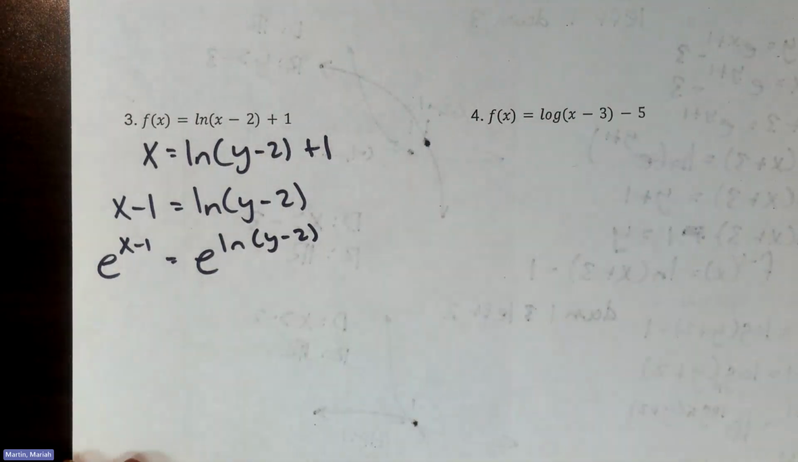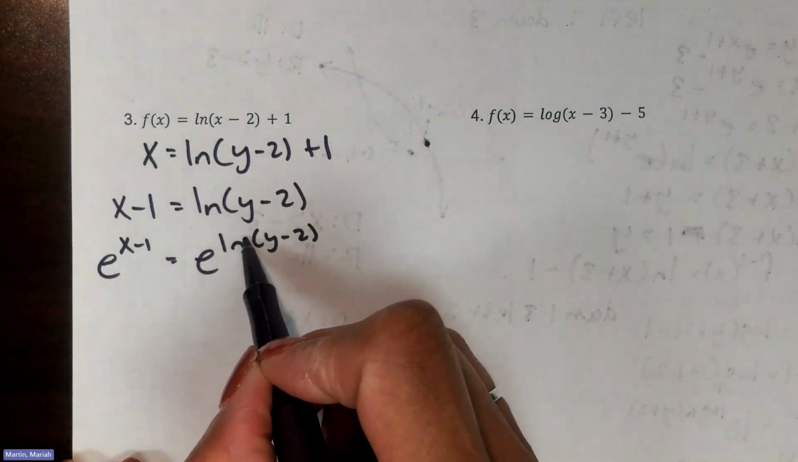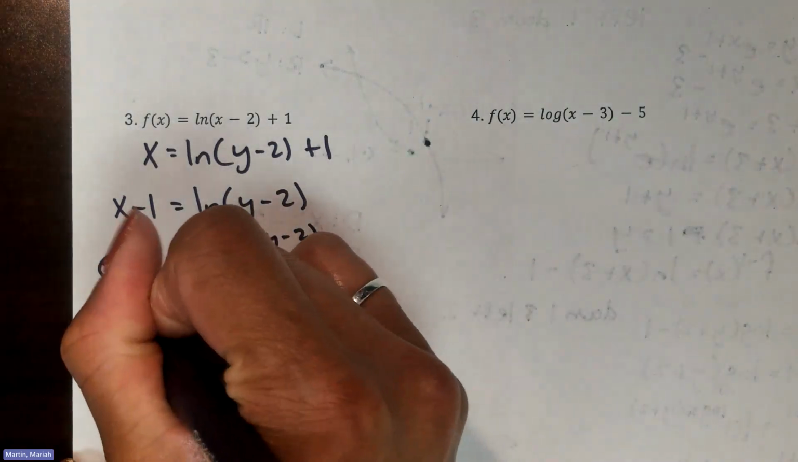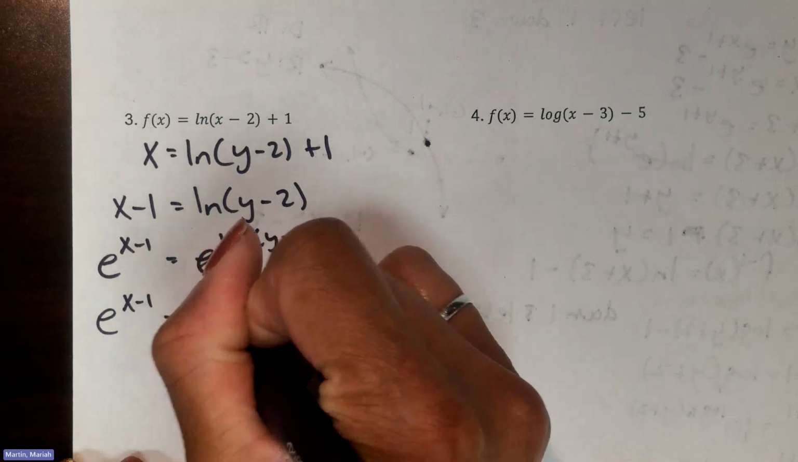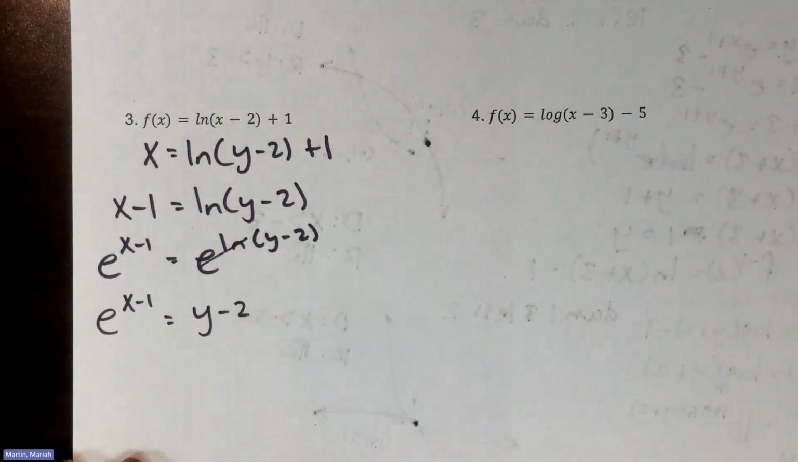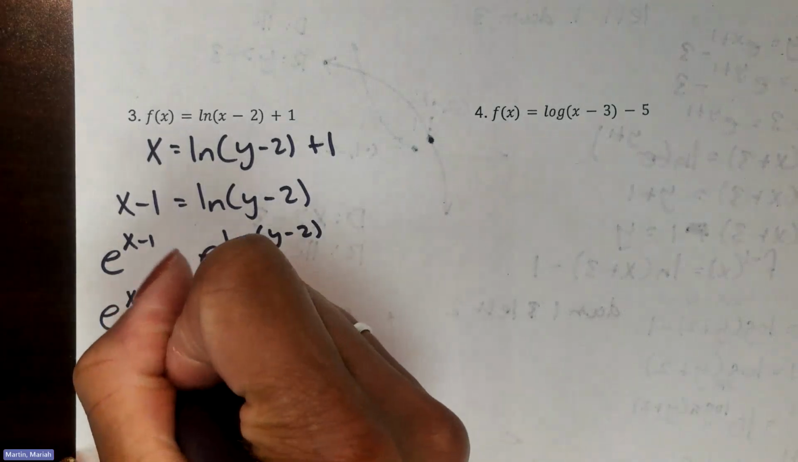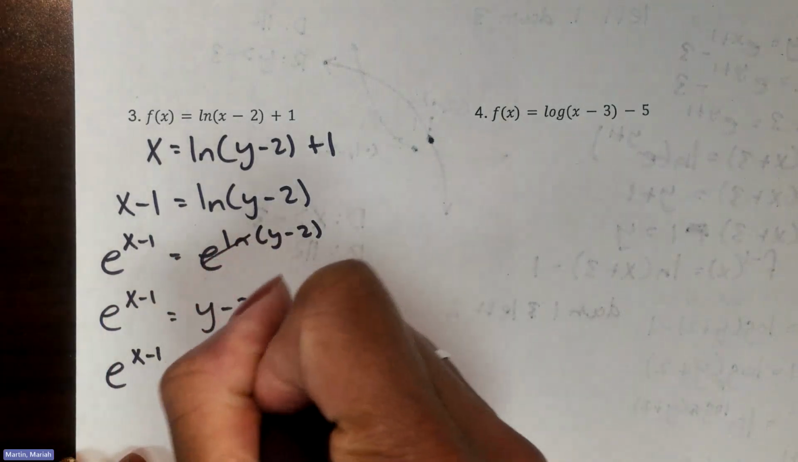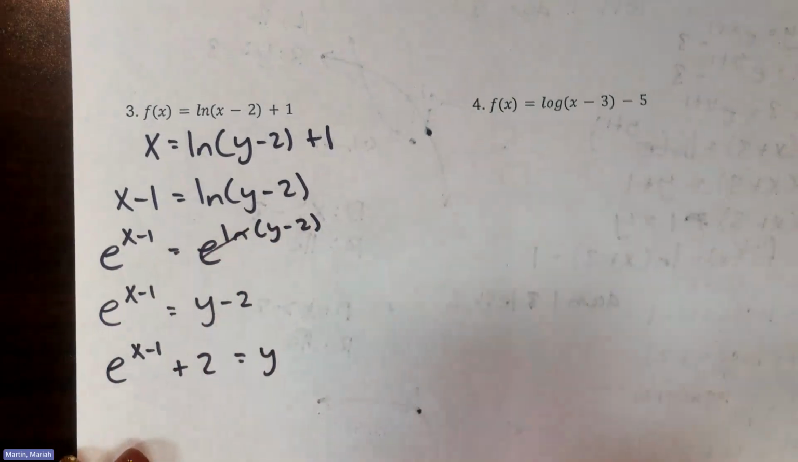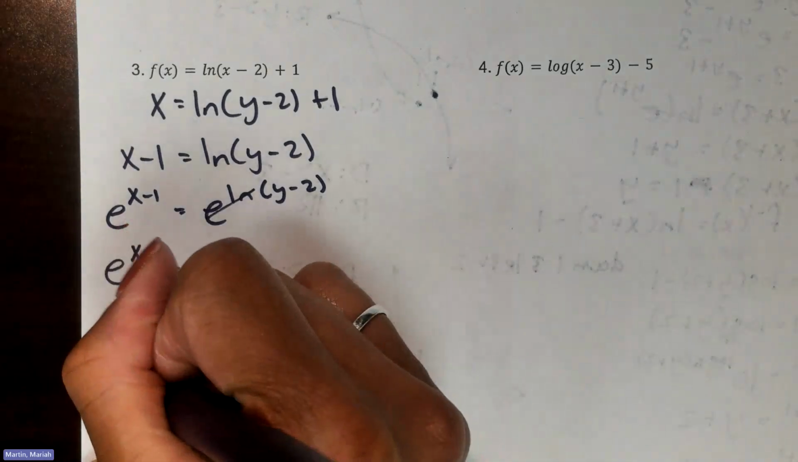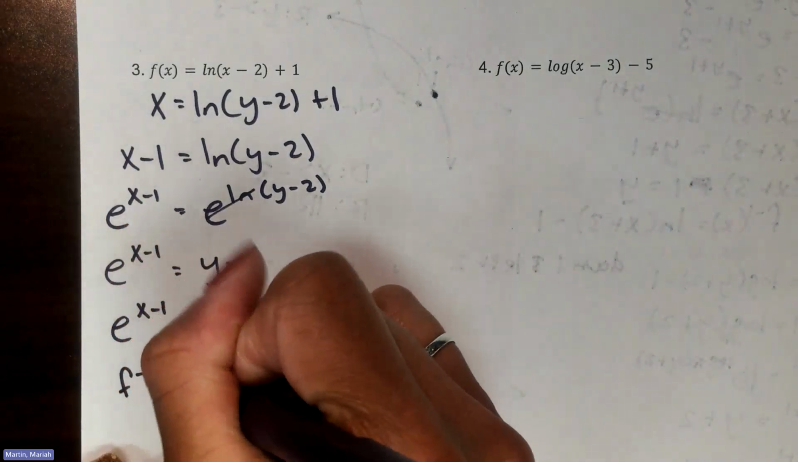So e to the x minus 1 is going to stay, but e and ln cancel out on the other side. So I have e to the x minus 1 equals y minus 2. Then I know I need to add 2 to the other side to get y by itself. And now I have y, and my inverse function is complete. So I'm just going to rewrite it with f inverse of x.